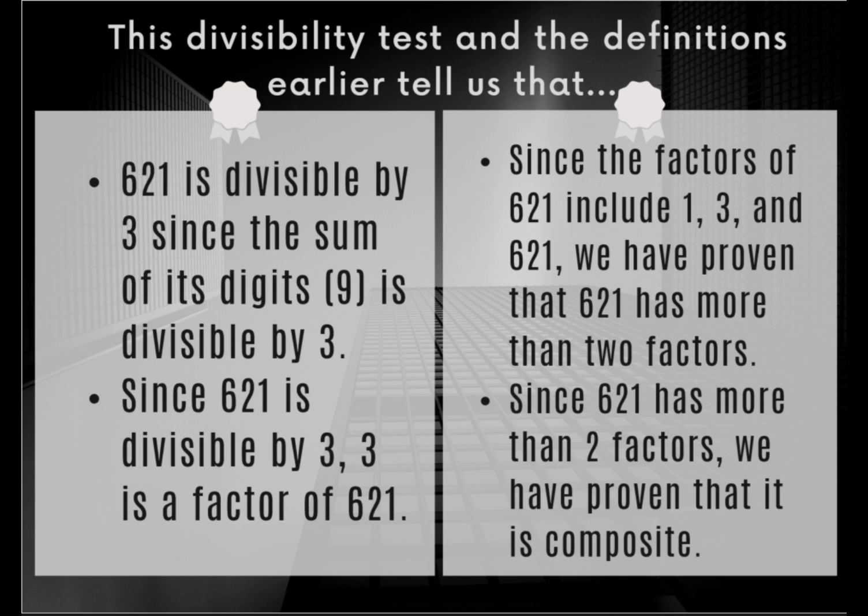Then since the factors of 621 include 1, 3, and 621, we have proven that 621 has more than 2 factors, and since 621 has more than 2 factors, we can conclude that it is composite and not prime.